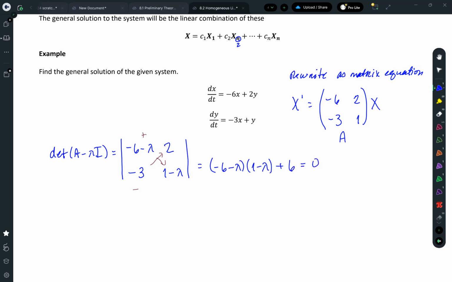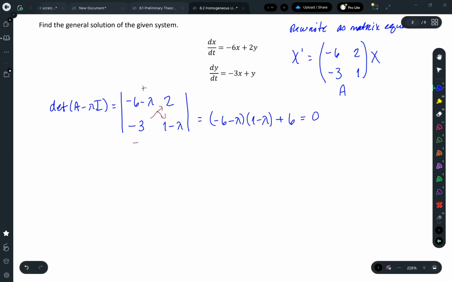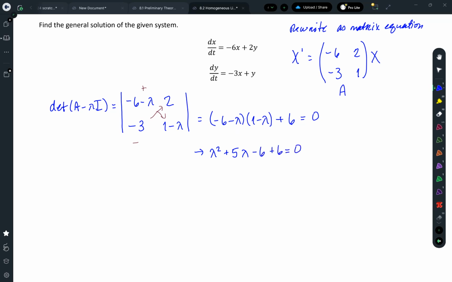And this is all supposed to equal 0. Now, before I can solve this, I have to FOIL and then combine my like terms, make it all pretty, and factor it. So when I multiply everything out, I get a lambda squared, I get a plus 6 lambda and a minus lambda, so that's a plus 5 lambda. I get a minus 6, and then I get a plus 6. So those are going to go away.